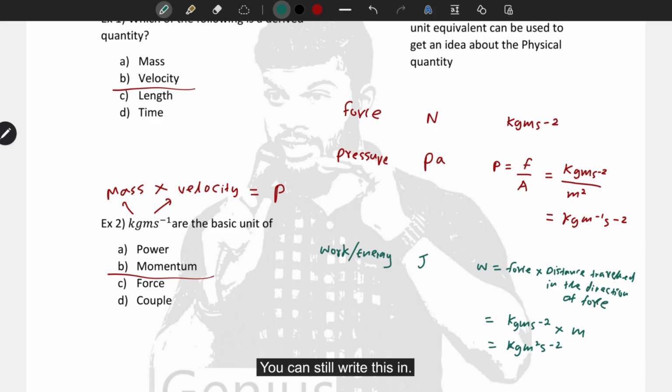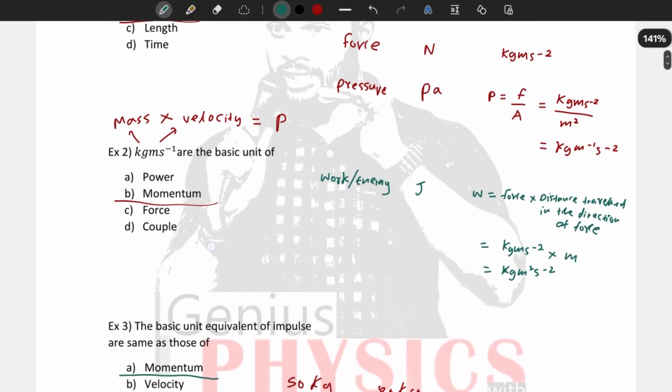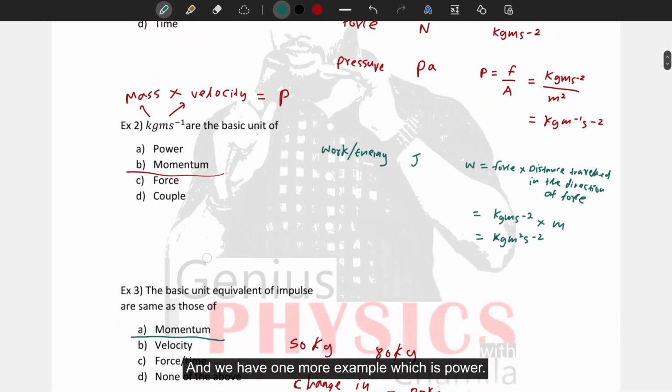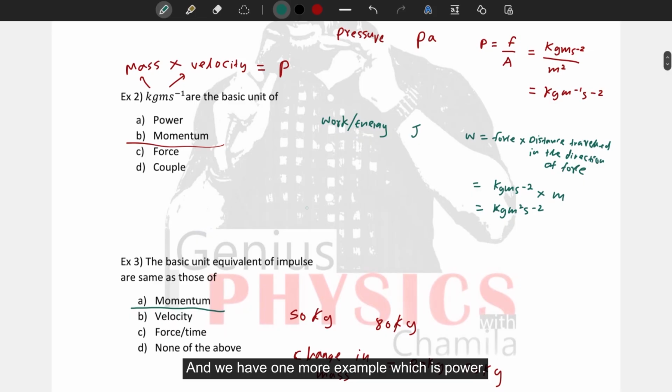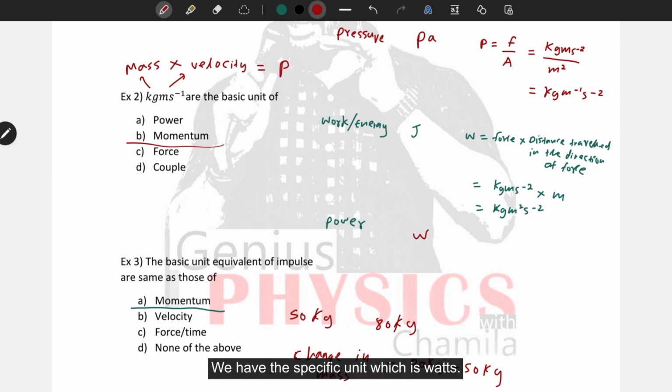Right, you can write these things down with me if you want, guys. And we have one more example, which is power. Let's try to define power. The unit of power is watts. We have the specific unit, which is watts. And if we define the unit of power, in black color, as I haven't picked black color yet.